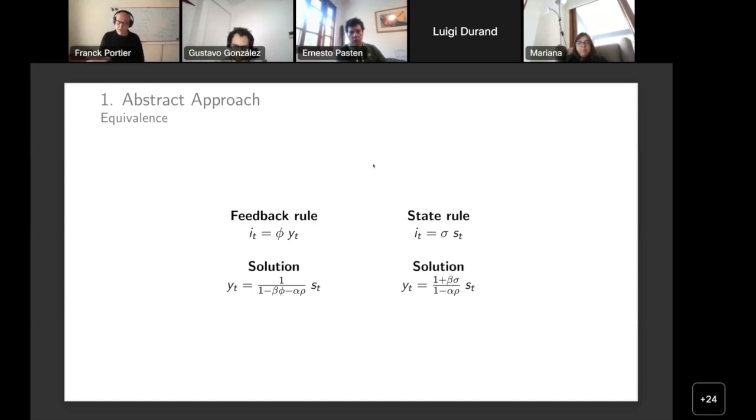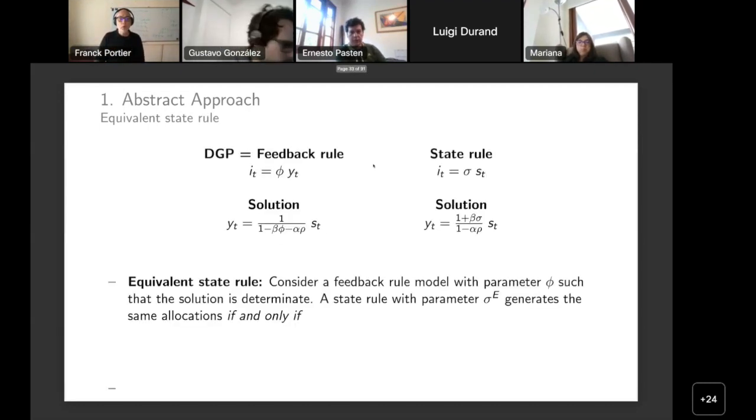Okay, so this is what I'm going to do now. I'm going to assume, say, that the world is feedback, and then I will look at the conditions on my state rule to replicate those allocations, and then I will do the converse. And then I will go to estimation in this simple world and show you where things can go wrong. Okay, so first, let me assume that the world, the data generating process, is a feedback rule. So that's what I observe, right?